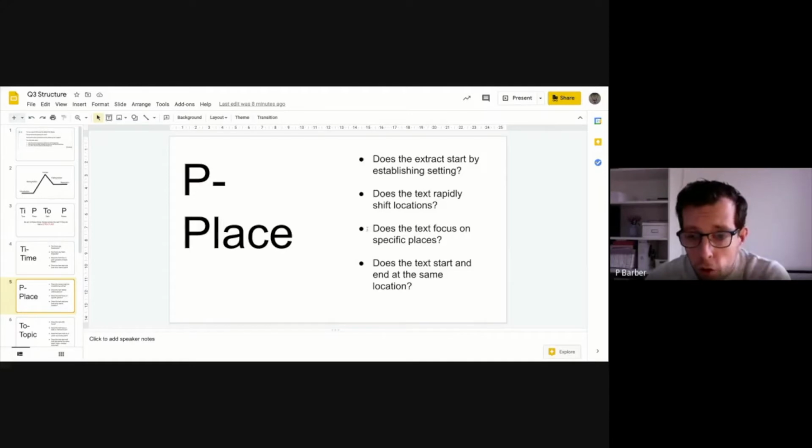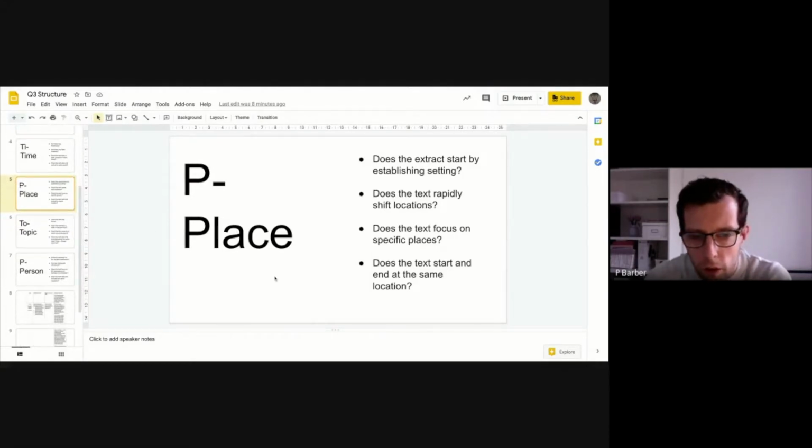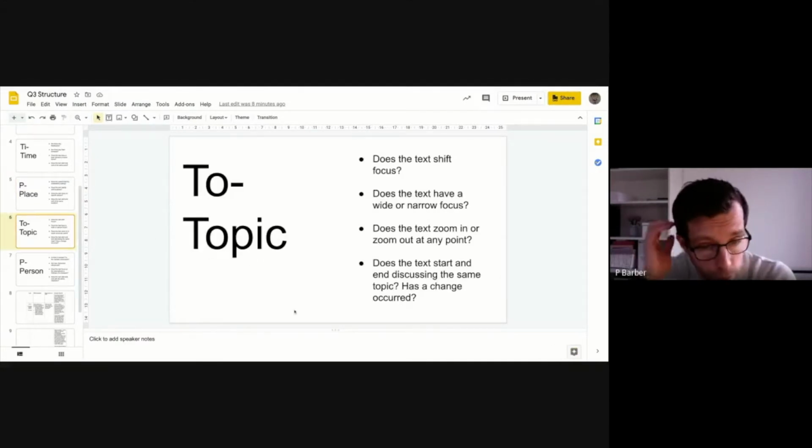Does the text stop and focus on specific places? Does it focus on a particular area that it wants to talk about? And does the text start and end at the same location? Those are interesting questions that we can ask ourselves about place and about how that shifts across a text, and certainly across an extract. Another one that you probably will see changing across a text is the TO from tip top, which is topic. Now, what we can say with this is basically focus. You can change that word topic to focus if you like.